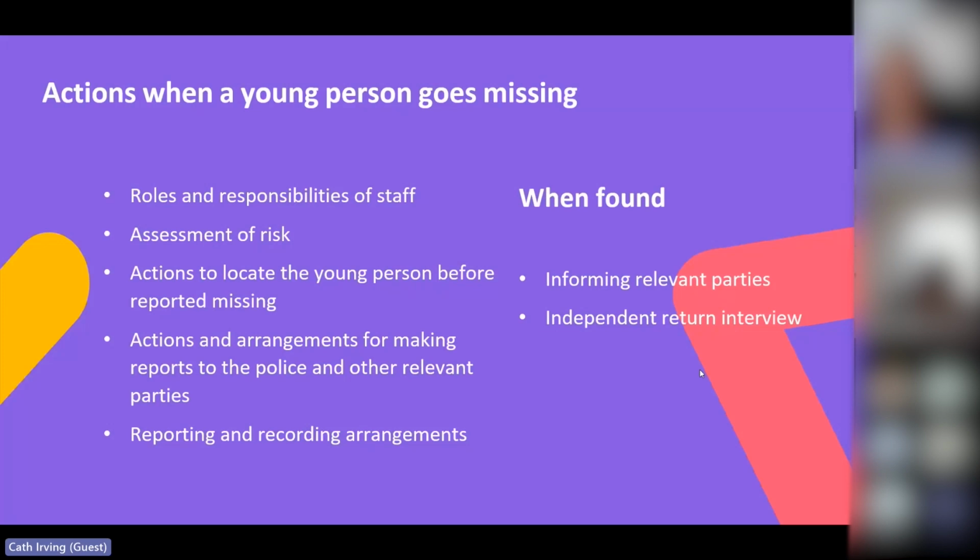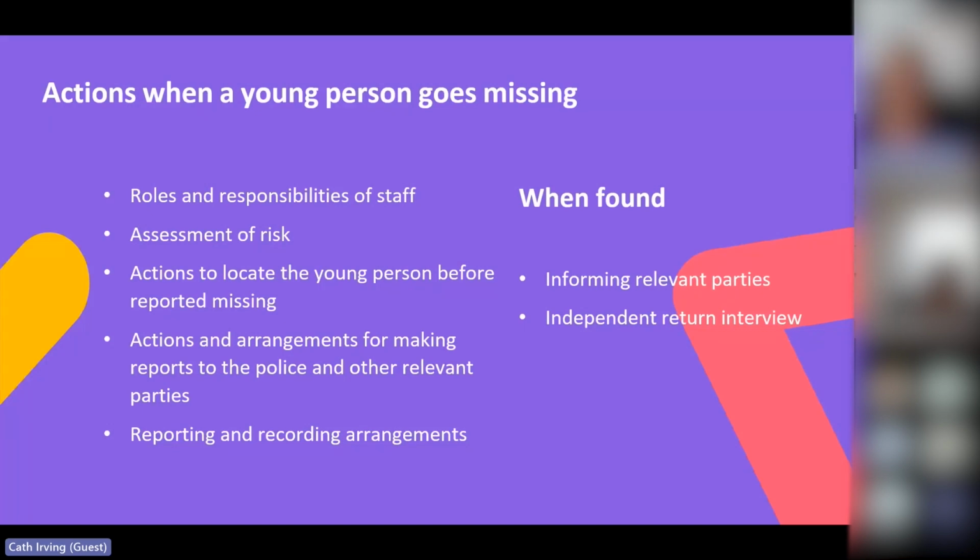So within the procedures that you're going to be setting out within this policy, you need to have in place the procedures that you'll be following should a young person go missing from the setting. And it needs to set out the different roles and responsibilities of staff. And obviously that's going to depend on your staffing, the size of your setting, the staff within your setting. The first thing that's going to need to happen if a young person is deemed as having gone missing is to undertake an assessment of risk.